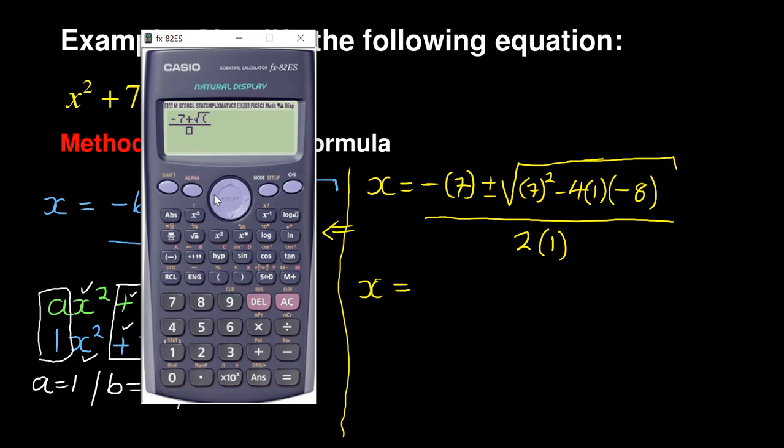Even if I didn't put this bracket, it was going to be the same, but just to maintain it, the way I wrote it is the way I must punch it. So it's 7 close squared minus 4 into 1 into minus 8. So I've got that, and then play down, which is 2 into 1. So you see that the first answer gives me x is equal to 1. Now I just want to find both answers.